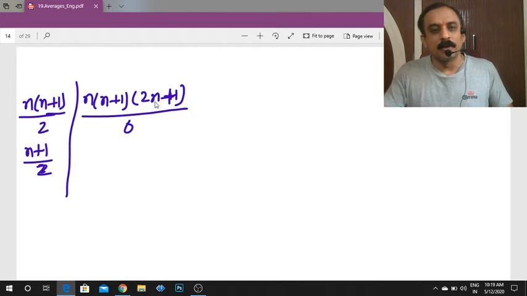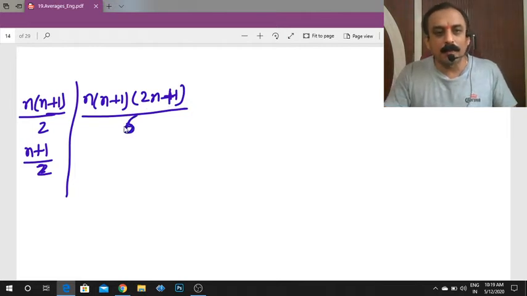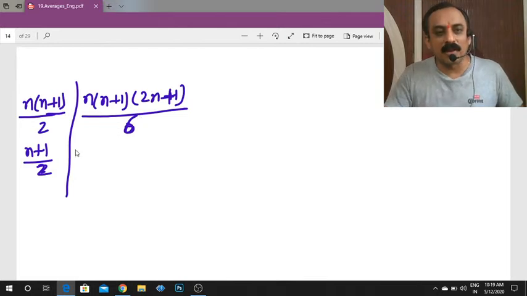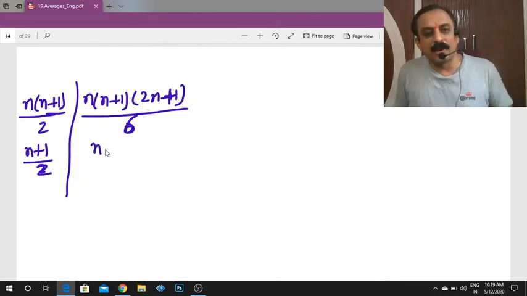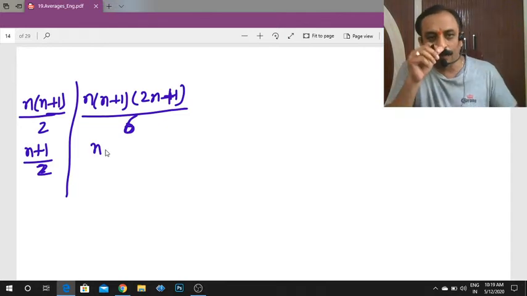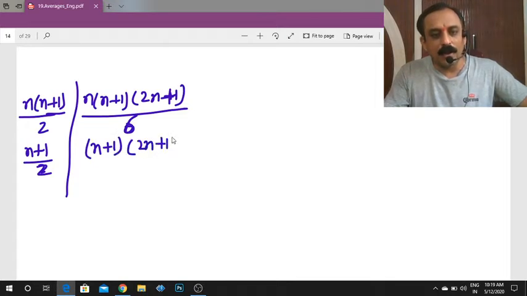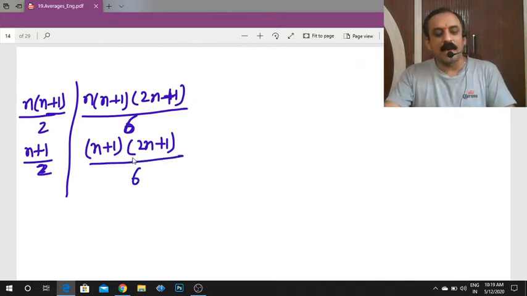Please note the formulas. The sum of squares of the first n natural numbers is n into n plus 1 into 2n plus 1 by 6. Then what is the average of the squares of the first n natural numbers? Cancel n in the numerator. So the average of squares of the first n natural numbers is equal to (n plus 1) into (2n plus 1) by 6.